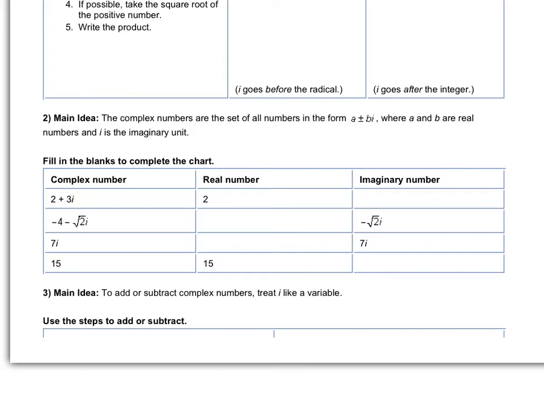When I'm writing these out, I have two parts. A complex number consists of two parts: a real number, and then an imaginary number. The imaginary number is always with i. So if 2 is the real number, then 3i is the imaginary number. -4 would be the real number, and negative square root of 2 i would be the imaginary part. For the third one, I don't have a real number, so I'm just going to put 0. My imaginary number would be 7i. And for the fourth one, I only have a real number. I don't have an imaginary part, so I'm going to put 0i with that.